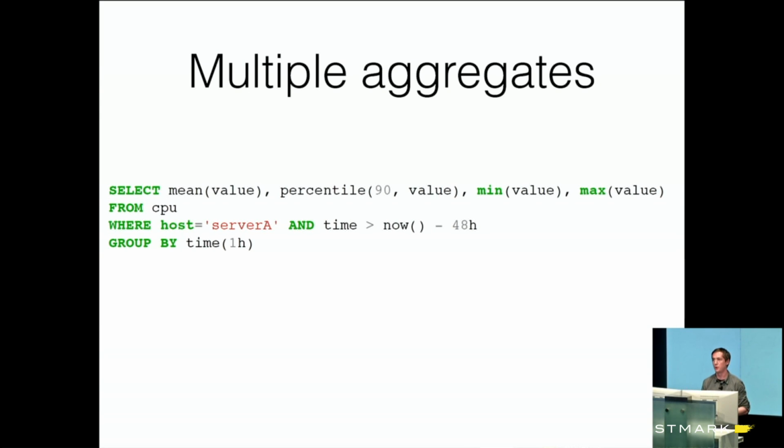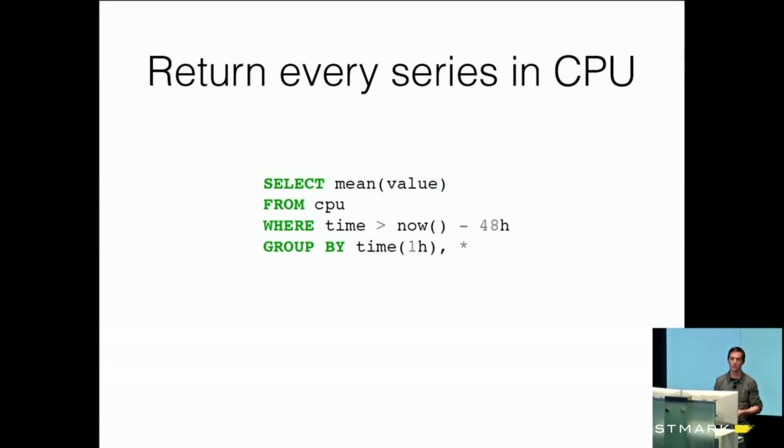You can also do multiple aggregates in a single query. So we have mean, percentile, min, max. There are a bunch of different aggregate functions, standard deviation. We'll be adding more. Or you can do something like this, which, depending on how many series you have, could be a very bad idea. Basically, this is the mean value for the last 48 hours in 1 hour buckets. The group by star on the query means to expand it out into as many unique series as we have within CPU.